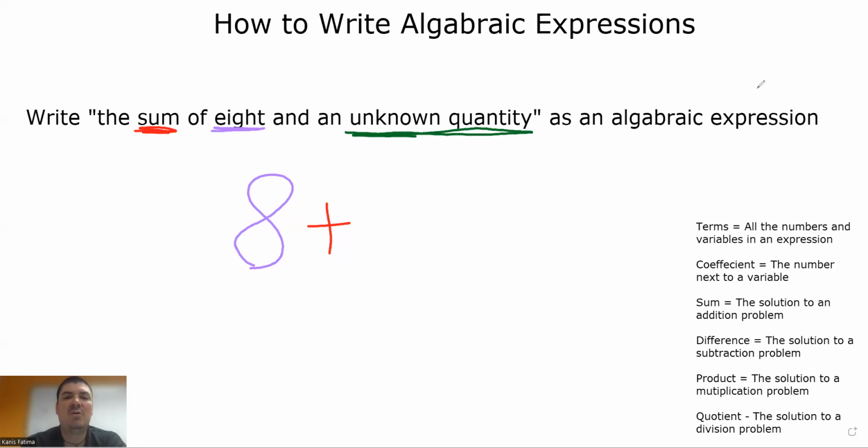Now, an unknown quantity can be represented by any letter. So here, I'm just going to use the letter Y. So the sum of 8 and an unknown quantity, we write as 8 plus Y.